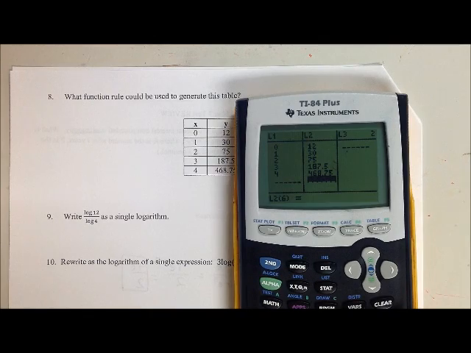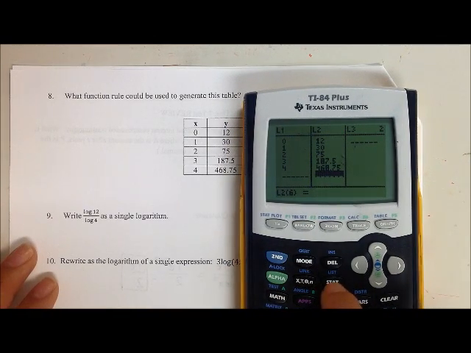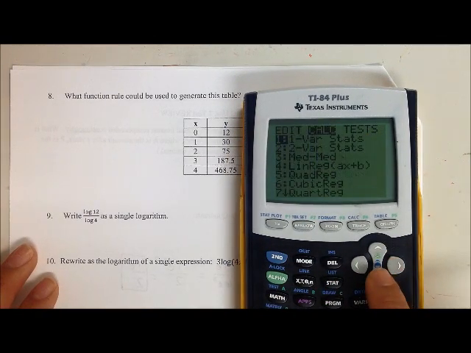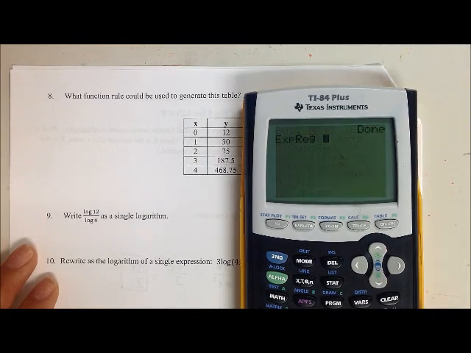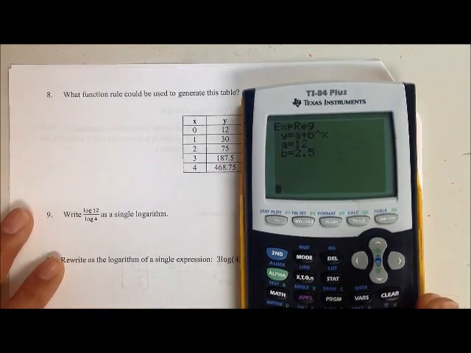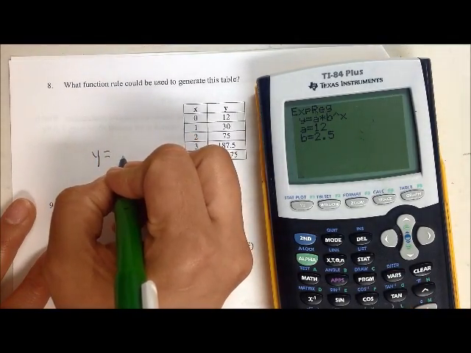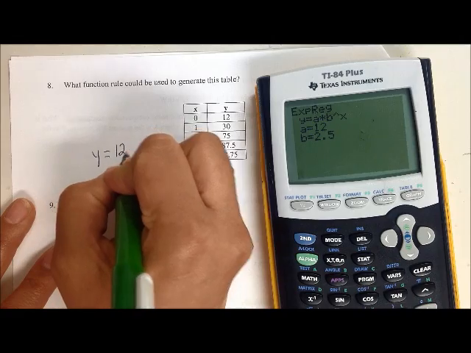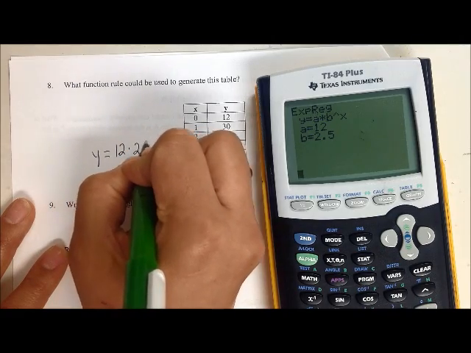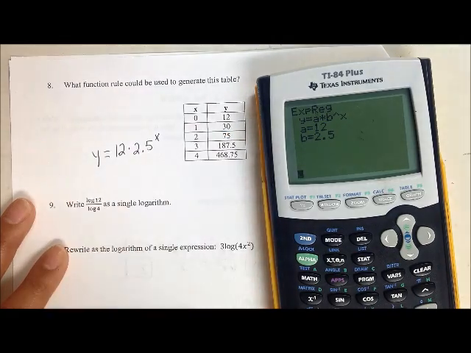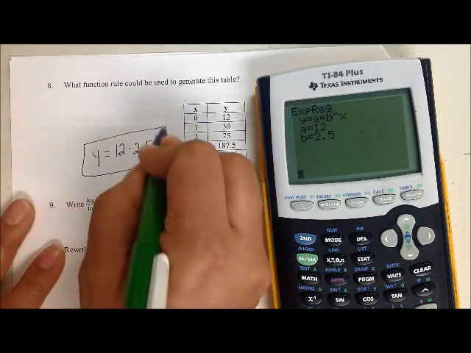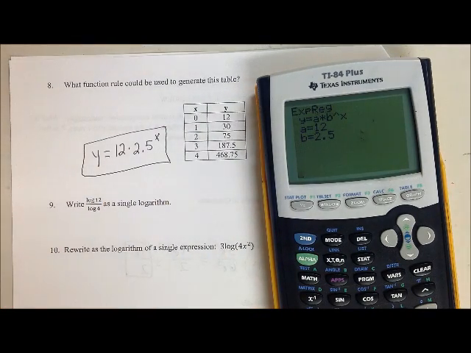so after you plug them in, because we know it's an exponential, we'll go to stat, calculate, and go down to exponential and press enter, enter. So the exponential expression for this one, or function or rule, whatever we really want to call it, is 12 times 2.2 raised to the x power. This here would be the answer to that table.